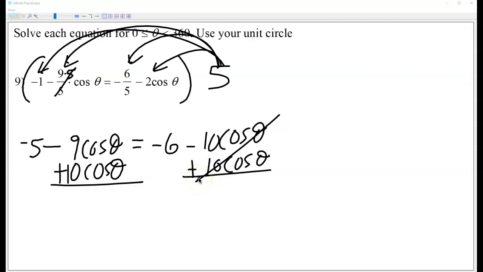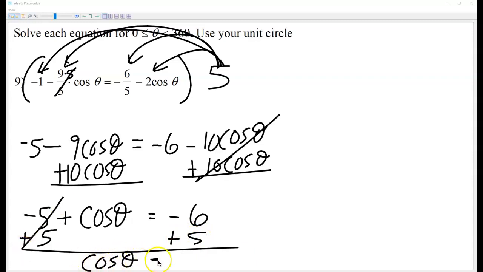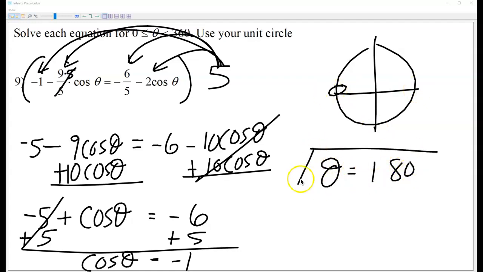That way it's gone on the right side now. And on the left side, I've got -9 plus 10, which is 1 cosine theta. I'm not going to put the 1 in the front. You can, I choose not to. And it's a positive 1 now because -9 and +10 makes +1. But we still have our -5 there. All right, and then the next thing we have to do to get cosine by itself is add 5. So remember, the goal is to get cosine by itself. So that leaves me with a -1. Now, we actually solved that problem already on the last page. It's the same question where cosine equals -1. That's over here. And so the answer is 180 degrees.